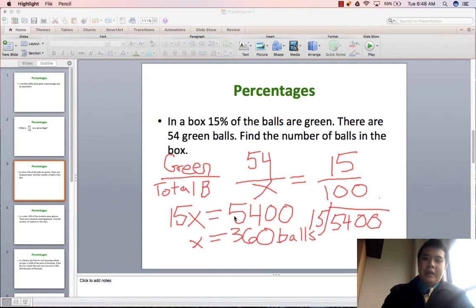Again, as usual, the most important thing is setting up the proportion correctly. We have green at the top because green is 15%, over 100. Total balls we don't know, but we do know how many green balls there are.